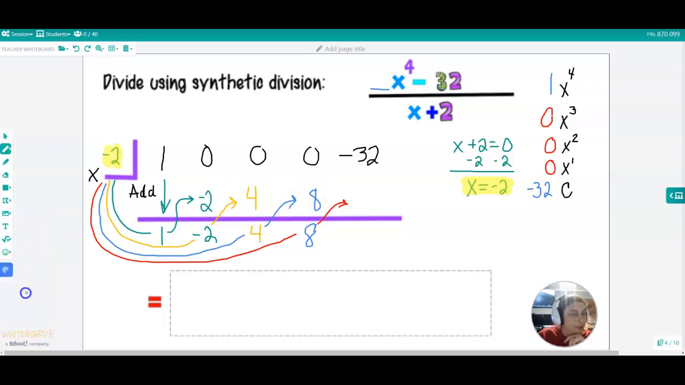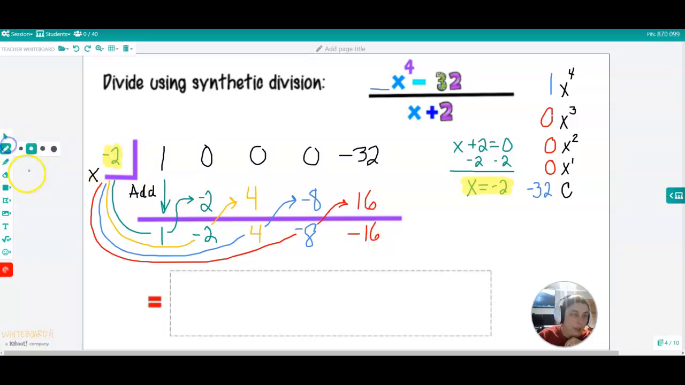Let me go back a second. I found my mistake. -2 times 4 is -8. And 0 plus -8 is -8. Now I'm back on the right track. I knew I did something crazy. -2 times -8 is 16. And -32 plus 16 is -16.